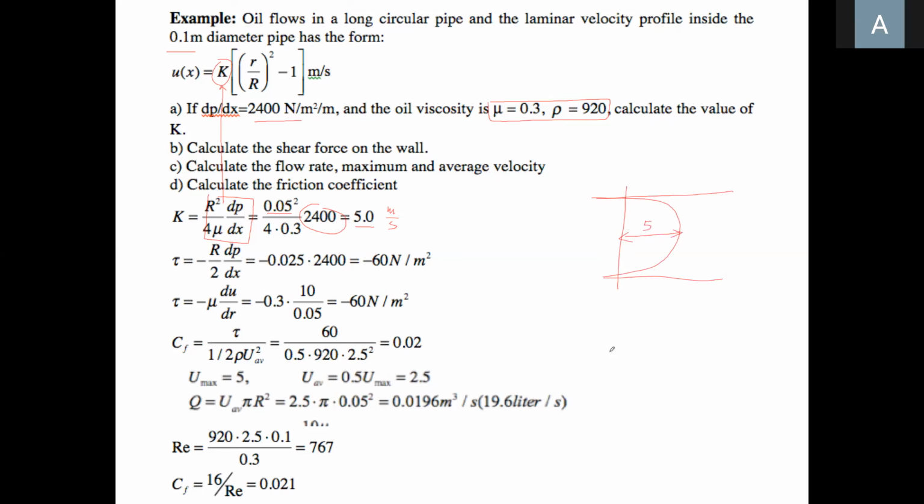Where is that 2400 coming from? Is that coming from the equation for dP over dx, or do you just know what that is? The 2400, this one, what is that? Yeah, where is that coming from, that number? Okay, one more time.